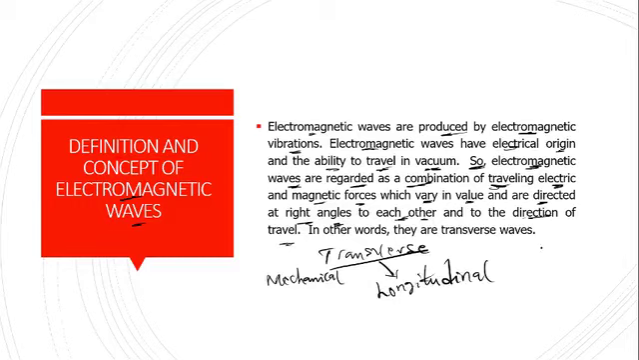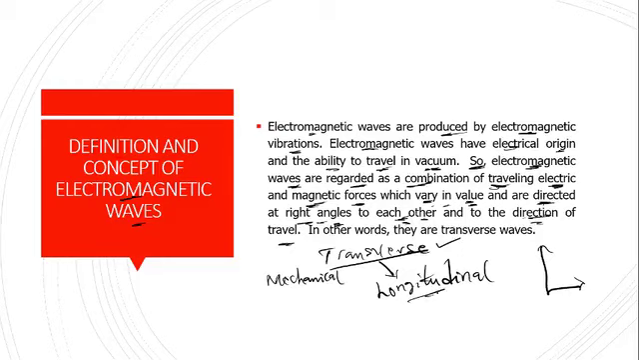Transverse waves are waves where the direction of vibration and the path of travel are quite different from each other. They are at right angles to each other. Notice here it says that the electric and magnetic forces vary in value and are directed at right angles to each other and to the direction of travel. So the magnitude of the wave and the direction in which the wave is traveling are not in the same plane. They are at right angles to each other, and that's what makes them transverse waves.